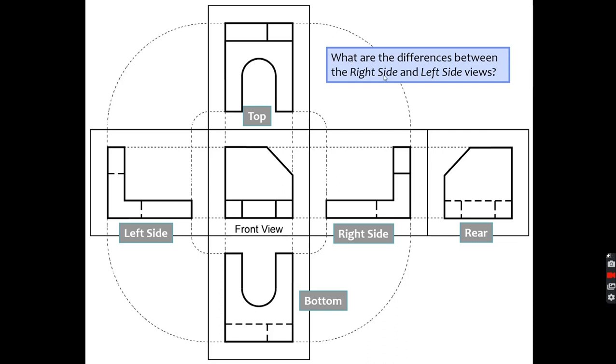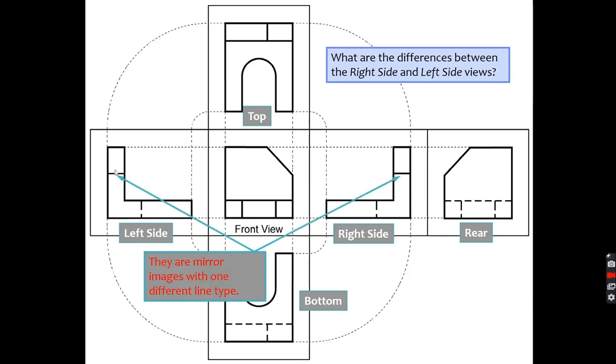Okay, what are the differences between the right side and the left side? Okay, the only difference is they are mirror images of each other, but here, for example, this edge right here is shown as a solid line. Over here it is shown as a hidden line. That means that you cannot see it there, it's actually hidden.